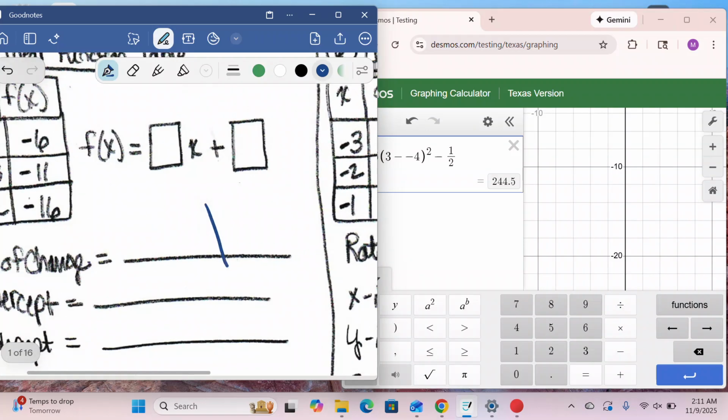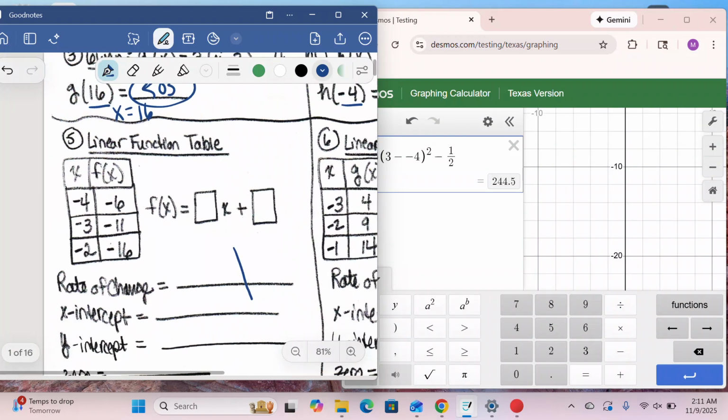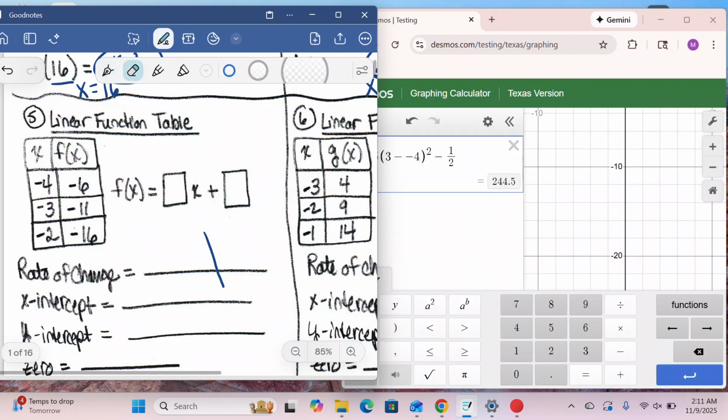Let's go on to problem number 5. So we are going to look at problem number 5. We have a linear table. It's telling us that it is a linear table. I'm going to be given an x and an f of x. I want to input the function of what x plus what number. And remember that f of x is just a fancy word of saying y. So once again, we don't have to do this, but if you want to, you could put y there and y there. That is the same thing as the fancy y.